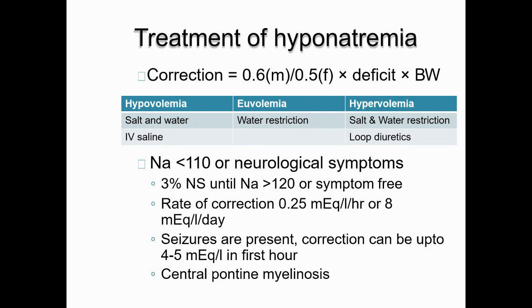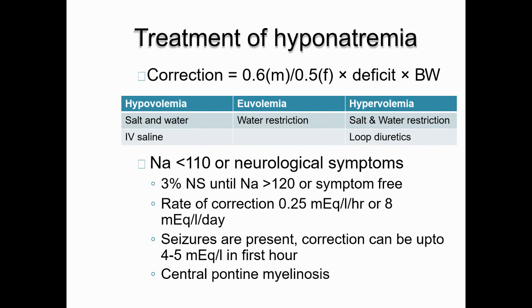After that, you should enter it into the formula: 1.6 m divided by... in case of males, you should use 0.6, and in case of females, you should use 0.5, multiplied by how much it is deficient, into body weight.